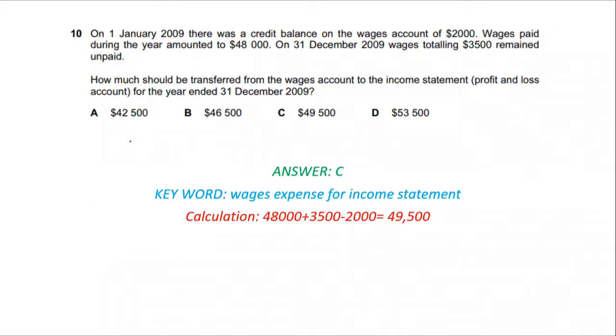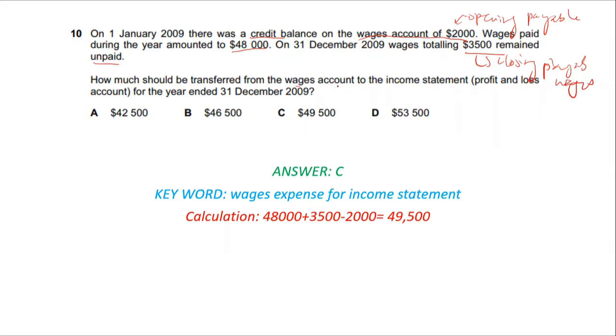Multiple choice number 10. On 1st January 2009, there was a credit balance on the wages account of 2,000, which means that there was wages payable of $2,000. Wages paid during the year amounted to 48,000. That was what you paid during 2009. On 31st December 2009, wages totaling 3,500 remain unpaid. So this is your opening payable for wages, and this is your closing payable for wages, and this is what you paid during the year, 48,000.